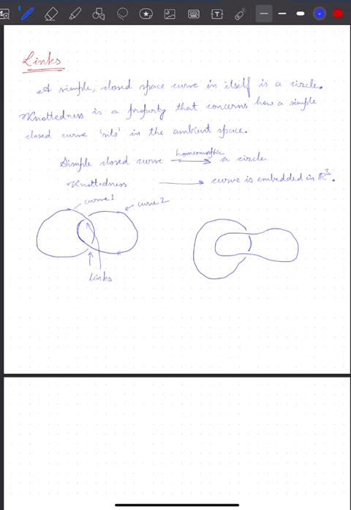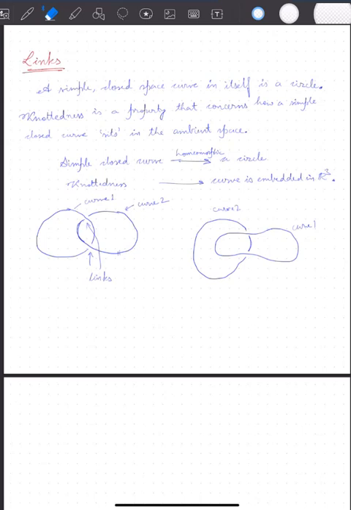Now, in this case, look at both the situations. Here, let me call this curve 1. This is curve 2. So here, curve 1 is passing over curve 2. And at this location also curve 1 is passing over curve 2. So do you think you can separate both of them without cutting it? Or will it require cutting? I think it will require cutting.